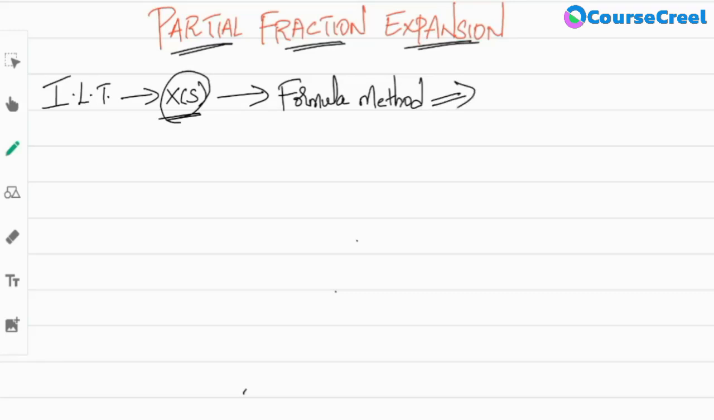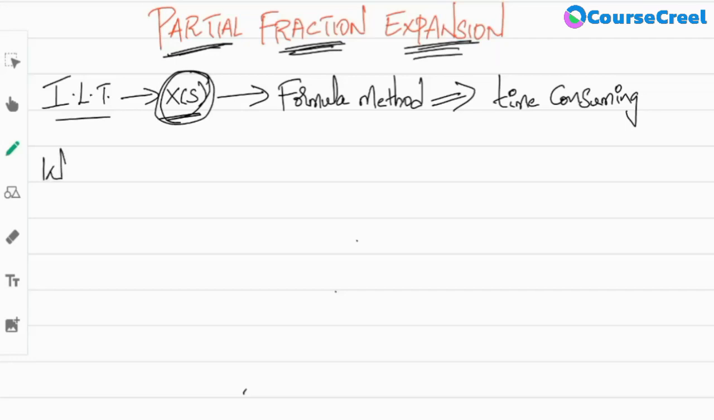But this process is quite time consuming. So in order to avoid this, we are going to use this partial fraction expansion concept to find the inverse Laplace transform of the given frequency domain signal. Okay. First of all, what is partial fraction expansion?